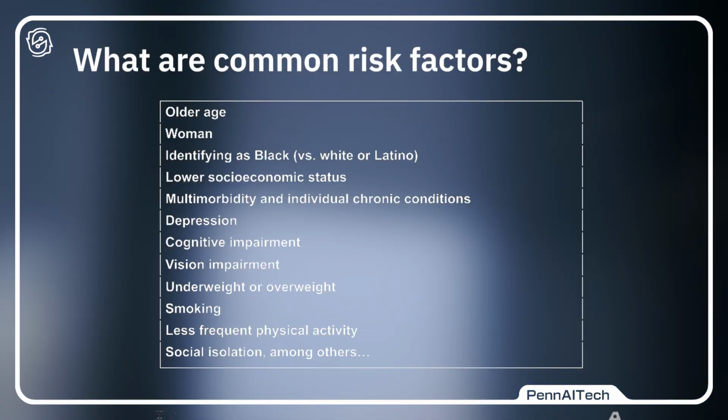They include having older age, being a woman, identifying as Black versus white or Latino, having lower socioeconomic status, meaning having lower income, net worth, or educational attainment, having chronic conditions such as diabetes, having cognitive impairment, sensory impairment, and so on.